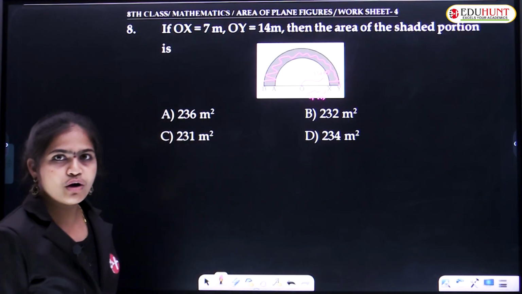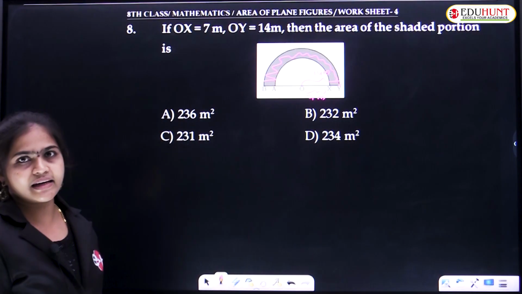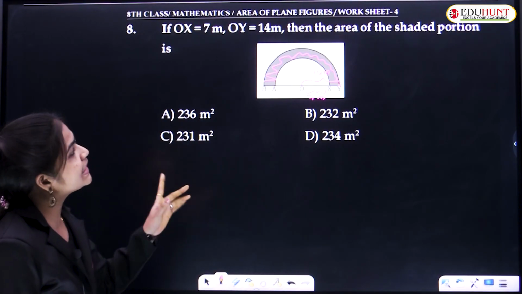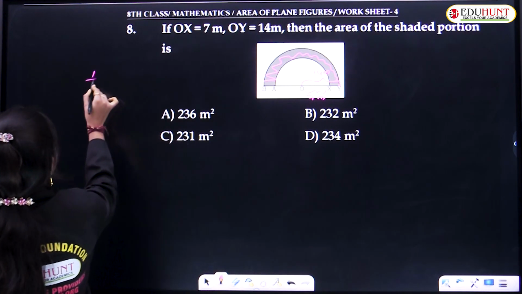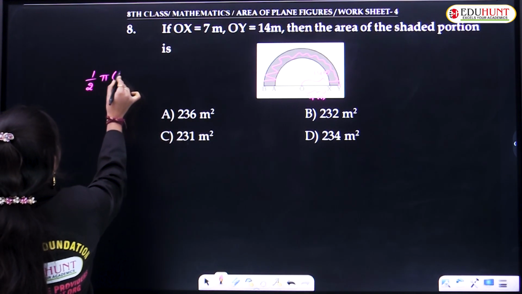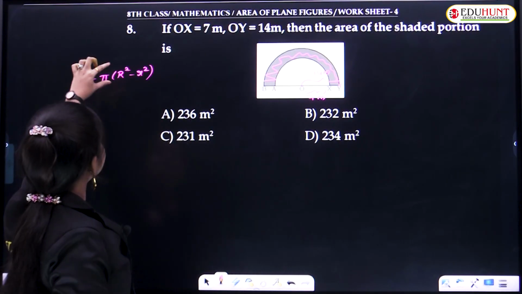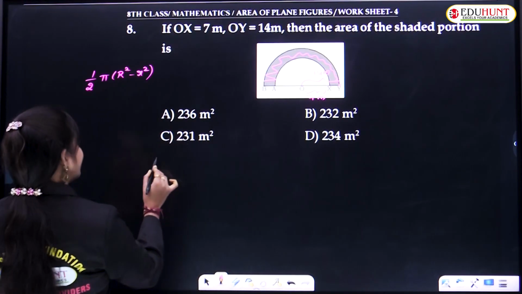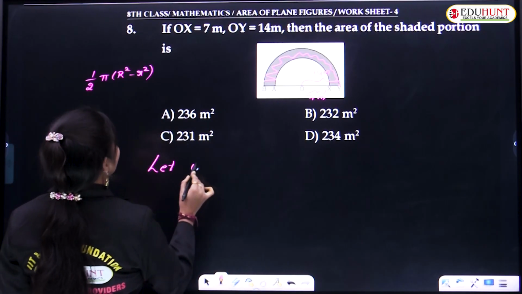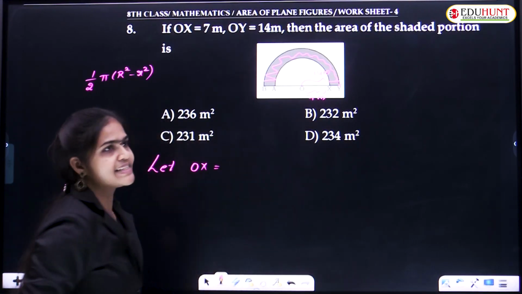Okay, this is in the form of a semicircular ring. What is the formula to find the area of a semicircular ring? Here, the area of a semicircular ring is half into pi into capital R square minus small r square. Here what is capital R and what is small r? Let OX be the inner radius, yes or no?